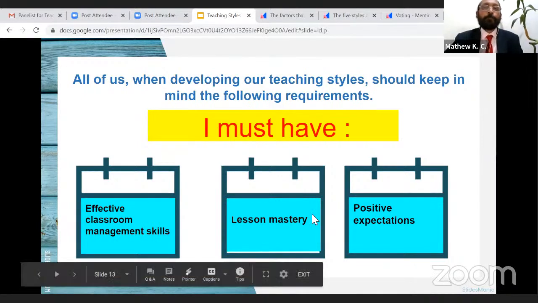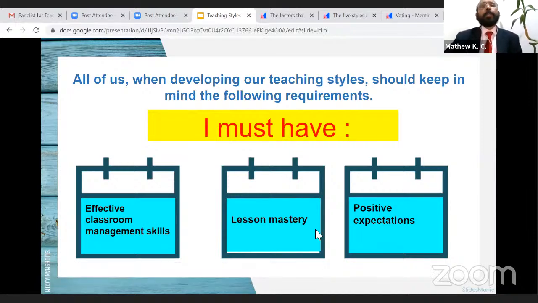Okay, let me proceed further. The most important thing that we all should bear in mind is that there is no style that is perfect in itself and suitable for all learners.